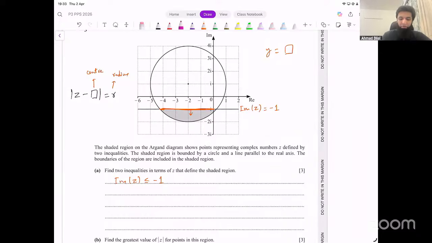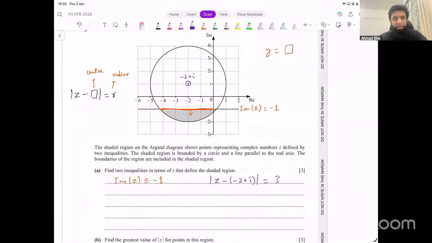Okay. So what will be the equation of the circle then? The center is this point, -2 plus iota. So you would say modulus of z minus (-2 plus iota) equals the radius. What's the radius? 1, 2, 3, 3 units, equal to 3. That's the equation of the circle.